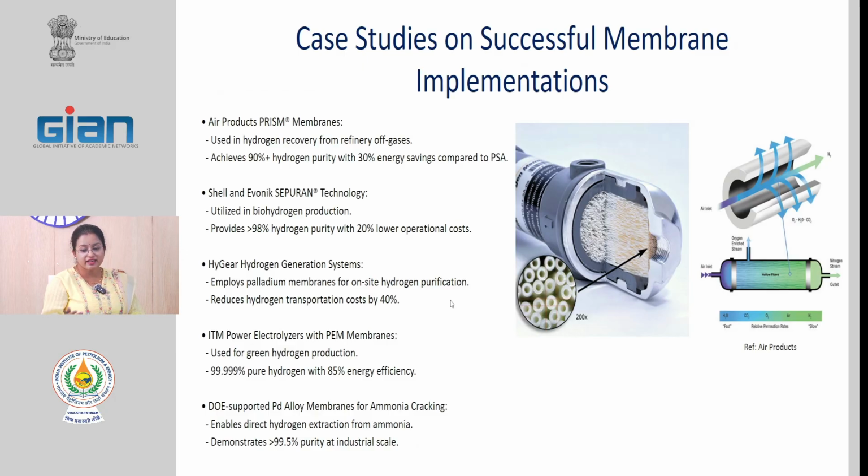There is Shell and Evonik SEPURAN technology. They use it for biohydrogen production. It provides more than 98% purity, which is considerably very high for this technology. We have a high-gear hydrogen generation system, which employs a palladium-based membrane for on-site hydrogen purification. We have an IT-empowered electrolyzer with a PEM membrane used for green hydrogen production. We have DOE supporting the ammonia cracking method, which gives you very high purity standards.